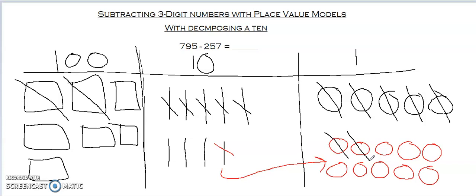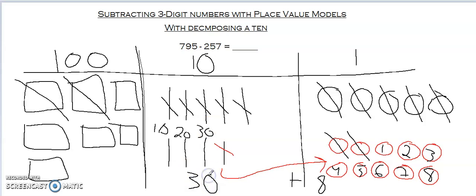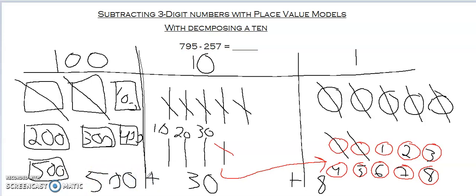Now that I have subtracted the 257, I can count what is left in my model. 1, 2, 3, 4, 5, 6, 7, 8 tens, and the ones: 10, 20, 30, 100, 200, 300, 400, 500. So I have 500 plus 30 plus 8 is 538.